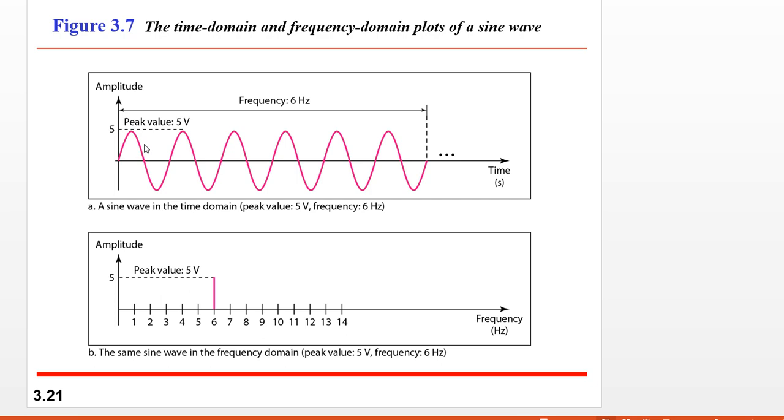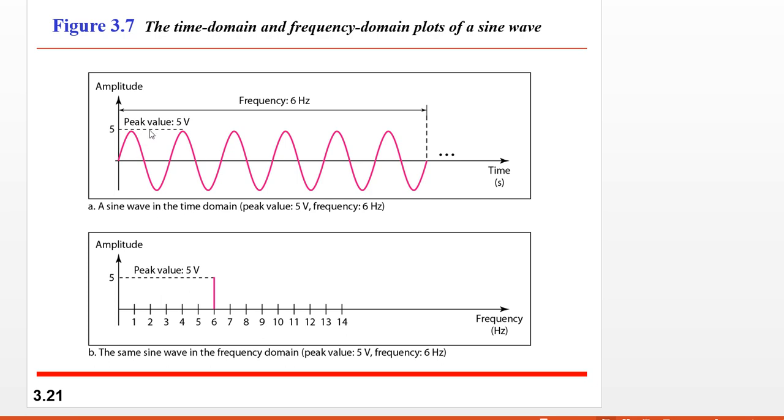What is the frequency of the first wave you are seeing now? It is 6 hertz, which means in 1 second there are 6 waves. The same plot can be drawn with only two values, the peak amplitude and the frequency. In the horizontal axis, what do we take? Frequency, and that is known as the frequency domain. There is only a peak amplitude representation with a spike, and the frequency in the horizontal axis.